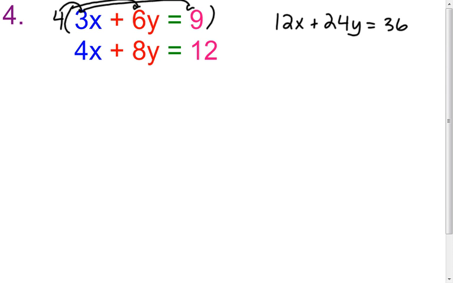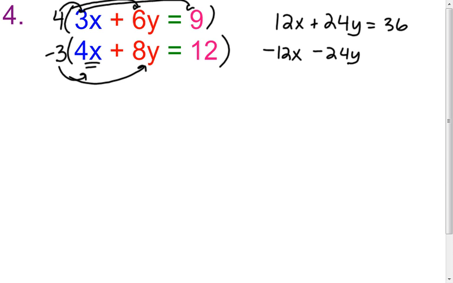Okay? Now, if I'm trying to get my x's to drop out, if the top is 12x, I need the bottom to be negative 12x. So I have 4x right now, which means I would need to multiply by negative 3 to make that bottom be negative 12x. So negative 3 times 4x is negative 12x. Negative 3 times 8y is negative 24y. Negative 3 times 12 is negative 36. Okay? Now when we add our equations together, this is what happens.